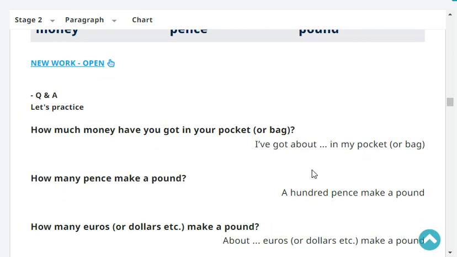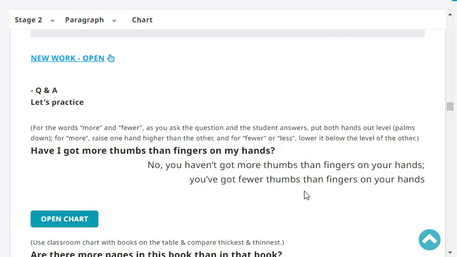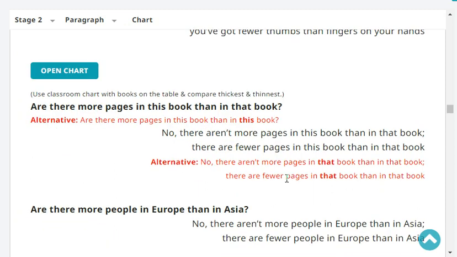Very good. How many pence make a pound? 100 pence make a pound. How many euros make a pound? About 2 euros make a pound. Have I got more thumbs than fingers on my hand? No, you haven't got more thumbs than fingers on your hand. There are fewer thumbs than fingers on your hand. Very good.